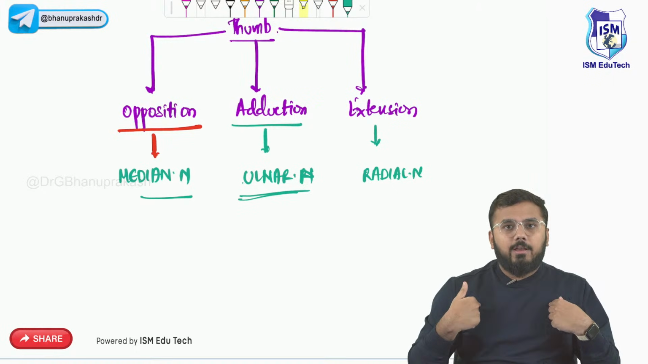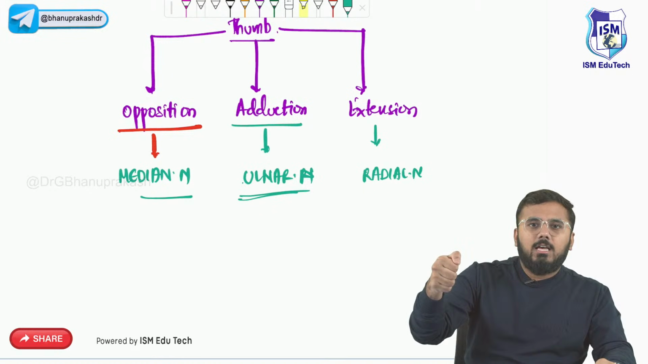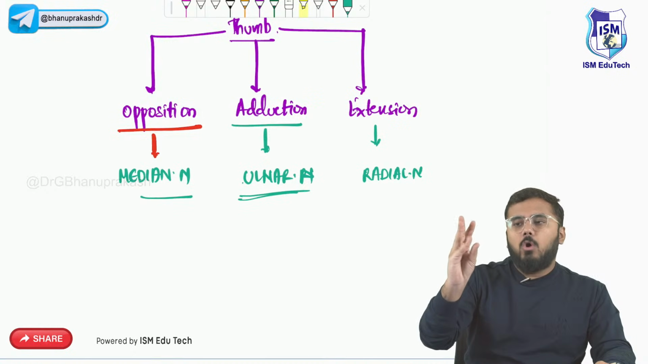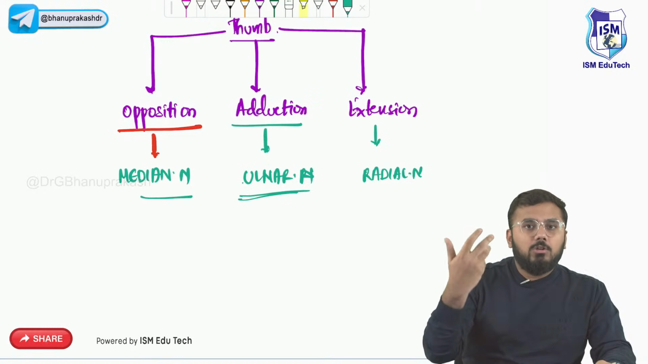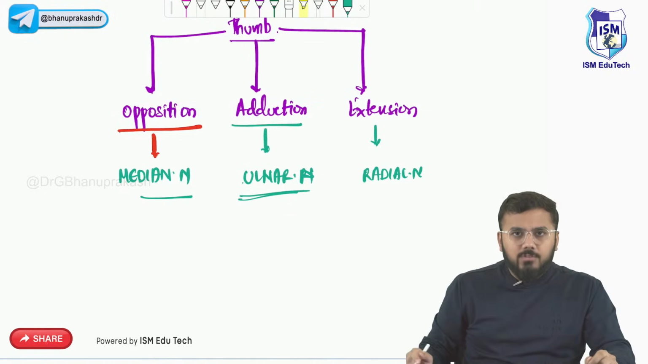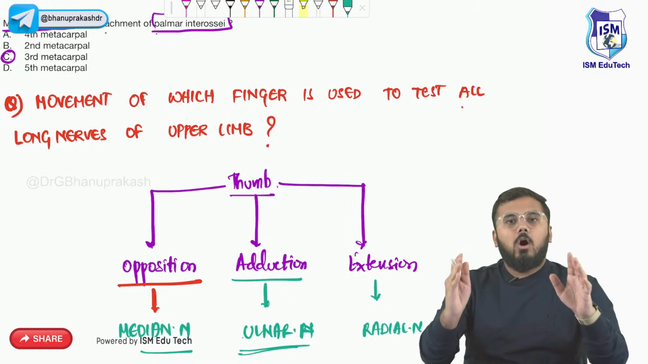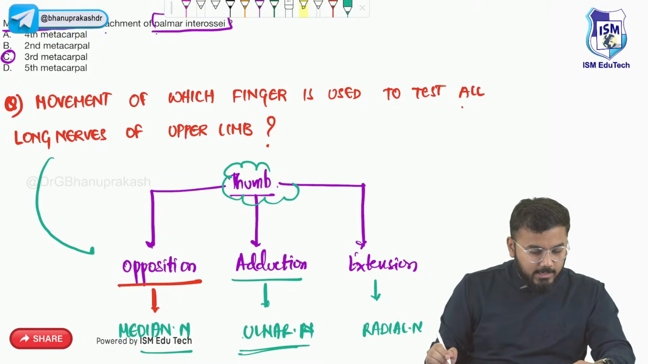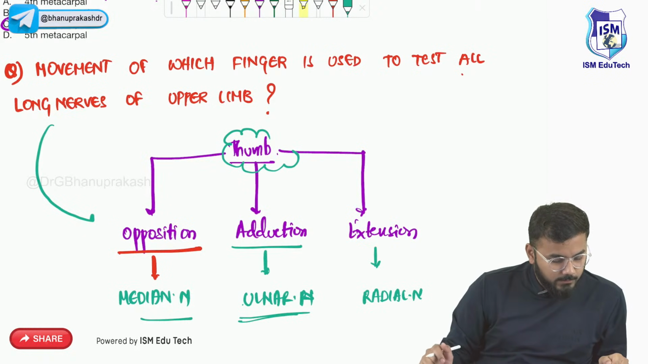So if I wanted to check whether all these three nerves are functioning in a patient or not, simply I will tell him to flex his thumb, to extend his thumb, to adduct, to abduct, to do opposition function. So all these functions I will check just by moving his thumb. Because of that I can know which nerves are not working and which nerve is working. So this is the question which was asked, that is movement of which finger is used to test all the long nerves of upper limb. That will be your thumb. Okay, is that clear, guys? Is that clear now? All of you?